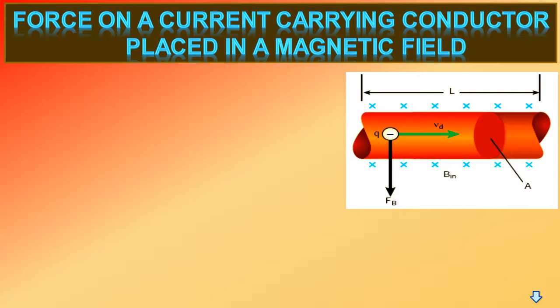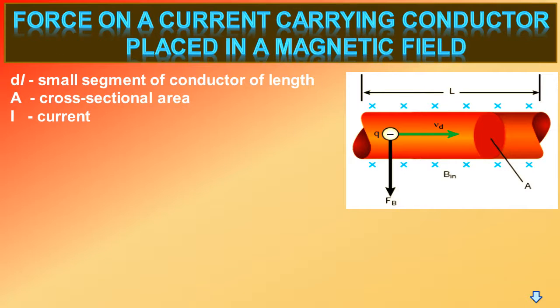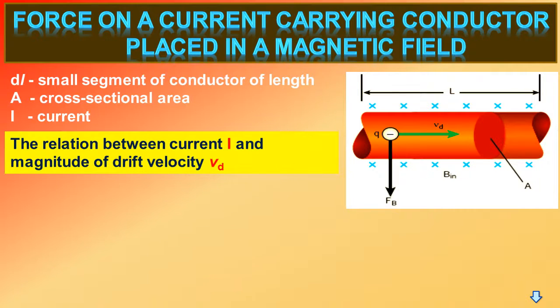Now let's take a very small segment of conductor which has the length dl. The cross sectional area be A and the current be I, as you can see all the things in this area. Now the free electrons drift opposite to the direction of the current. Here you can see the free electrons drift opposite to the direction of the current.